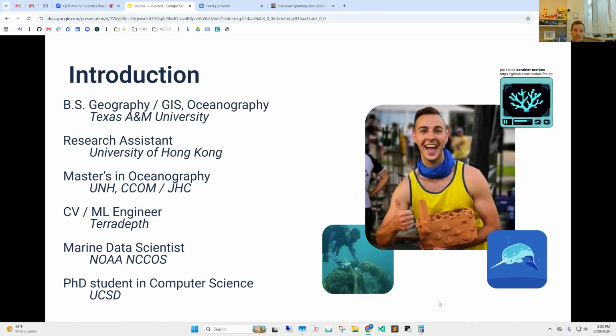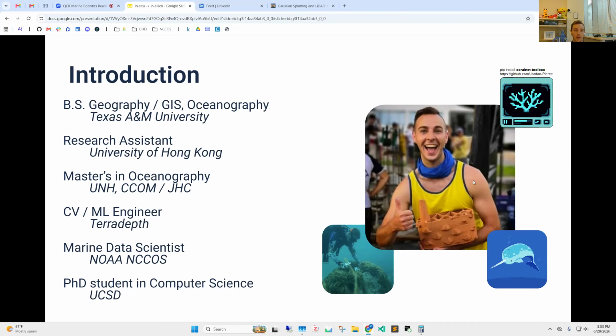I have a bachelor's in GIS and geography and some work in oceanography from Texas A&M. I had a 2-year stint in Asia where I spent part of my time as a research assistant at HKU, or Hong Kong University. And that's kind of where I got involved in coral reef ecology. I went to CCOM, Center for Coastal and Ocean Mapping, to do my master's in oceanography, but with a really heavy emphasis in computer vision, particularly for coral reef ecology. And then from there, I actually worked in industry for about 2 years at a startup called TerraDepth, and then for NOAA here in the States for about 4 years.